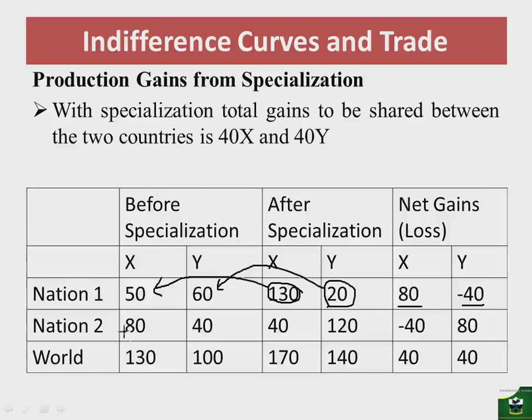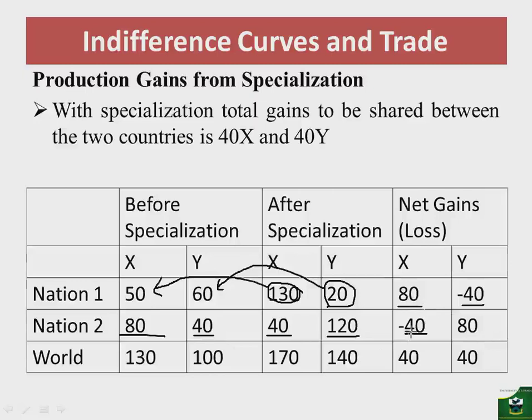And then we see that for nation 2, remember here we are checking the net gains. So if we come to nation 2, after specialization, nation 2 produces 40 of X, and before it was producing 80 of X, meaning the net gain will be negative 40. And then for commodity Y, it has produced 120 after specialization, and before it was producing 40 units of Y, and the net gain therefore will be 80.